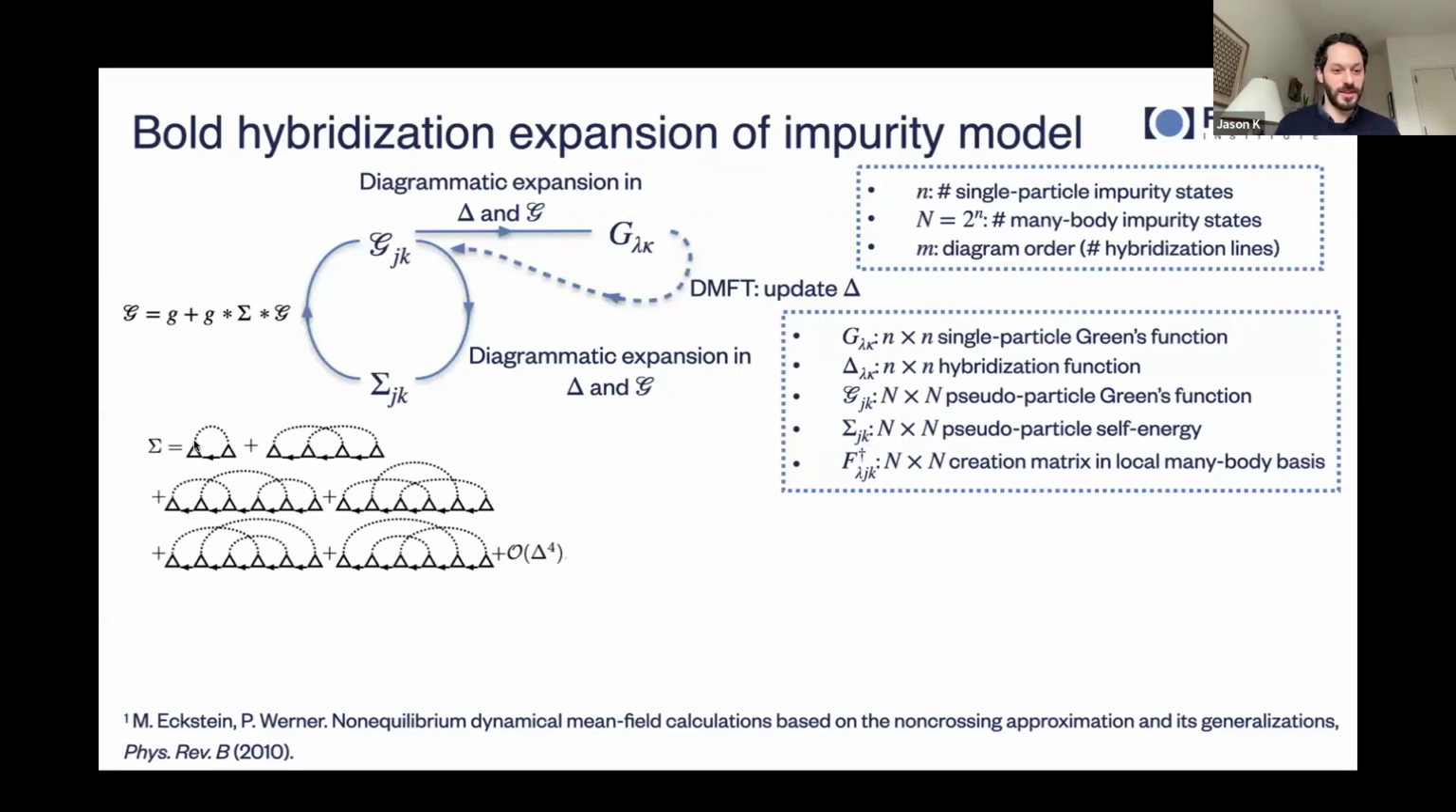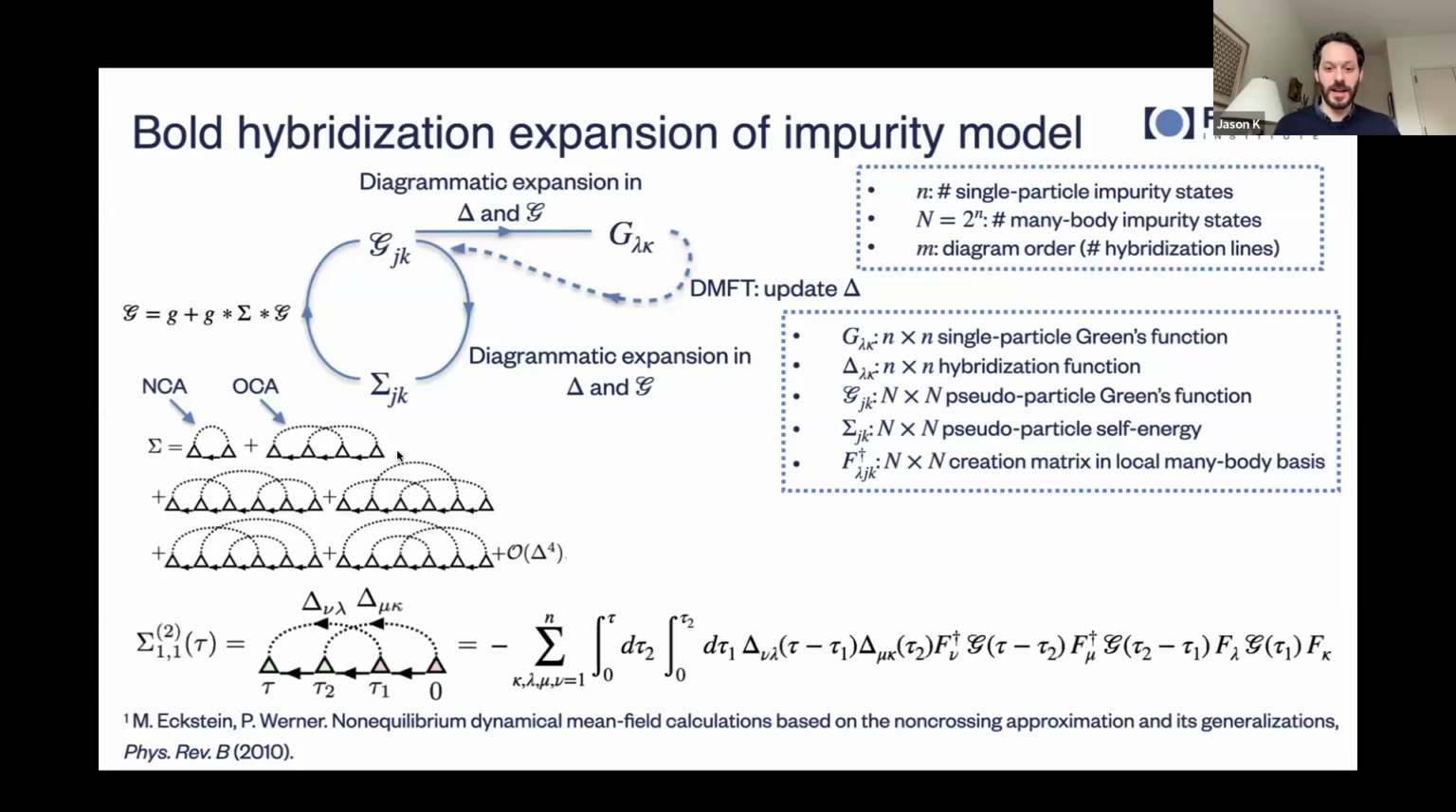So this is the self-energy diagram, hybridization expansion. Maybe I should have said at the beginning that the first order truncation of this expansion is the non-crossing approximation, or NCA, if you've heard of that. The second order truncation is the one crossing approximation, OCA. We're talking about the generalization of that framework. And so now let's look at what these diagrams look like.